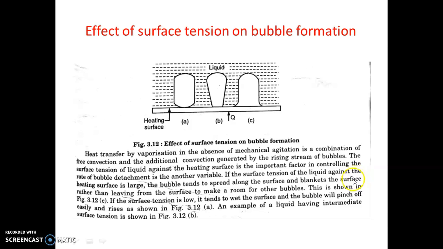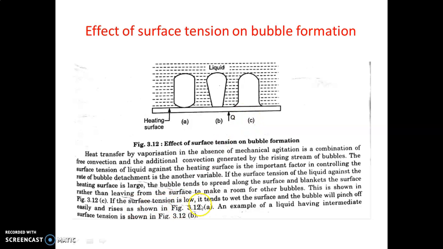If the surface tension of the liquid is very high, then the bubble tends to spread along the surface, like here, and blanket the surface rather than leaving the surface to make room for another bubble. So instead of moving upward, these bubbles spread on the heating surface. This happens when the surface tension of the liquid is very high. This is shown in figure C.